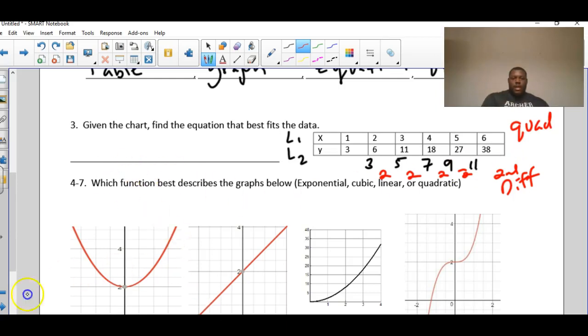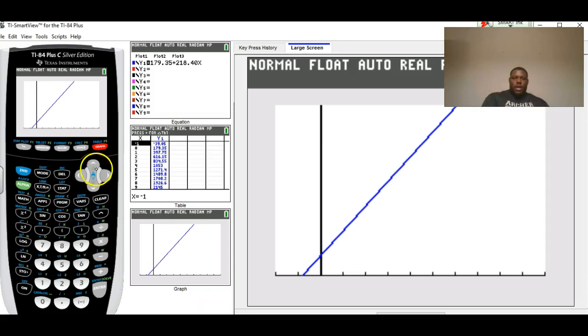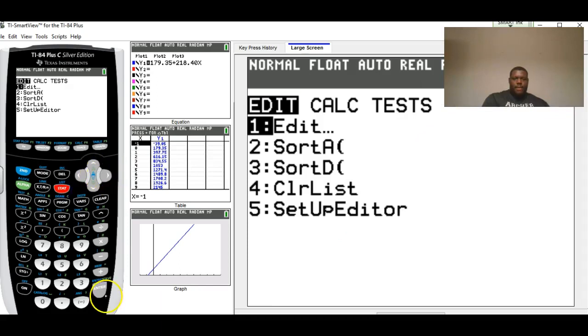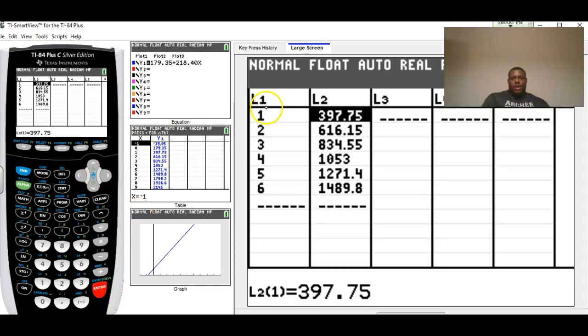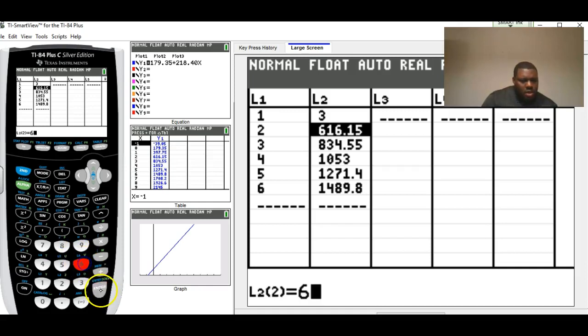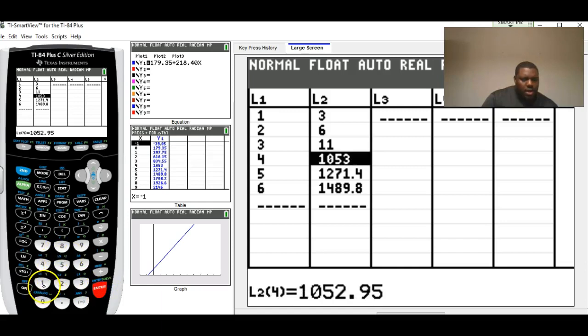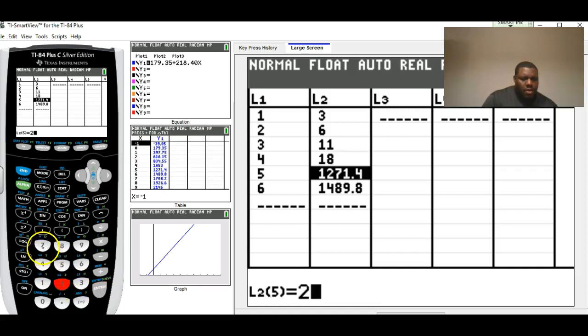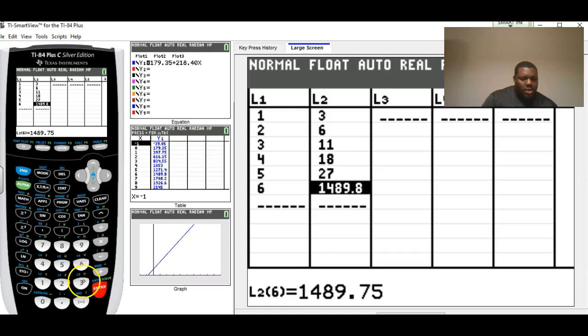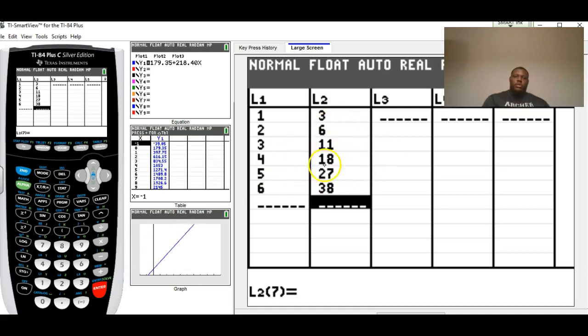So let's go ahead and go to our calculator and go to stat, edit, and we got 1 through 6 right here. Let's go ahead and change these values out. So we have 3, 6, 11, 18, 27, and lastly 38. All right, so everything is in. Check, make sure your lists are correct.